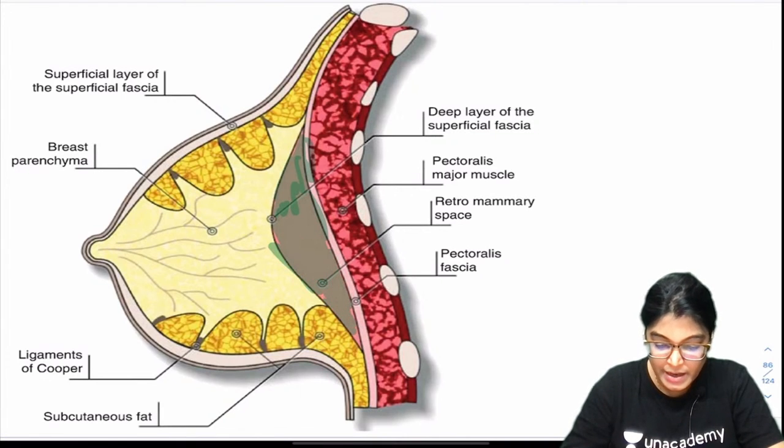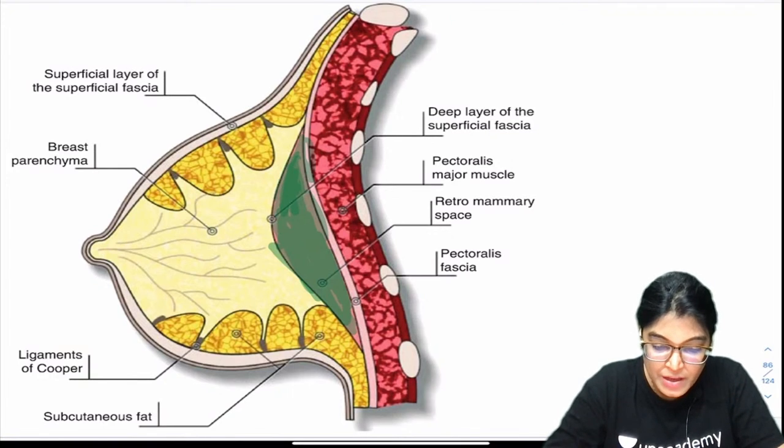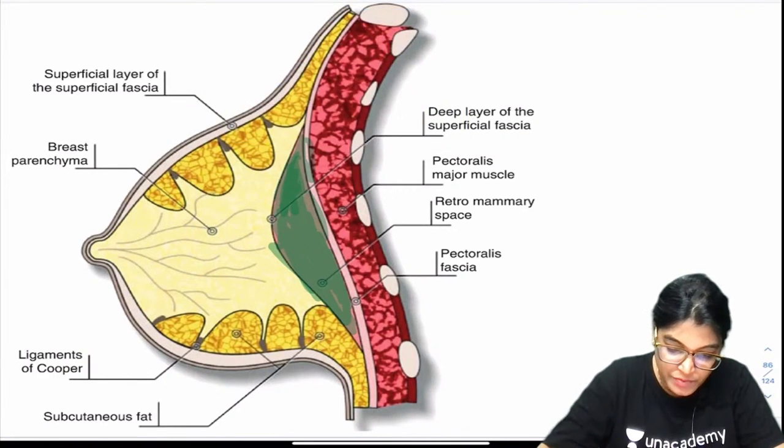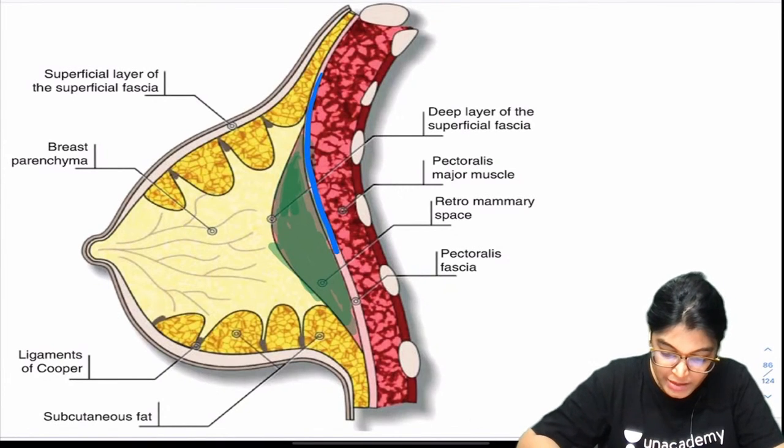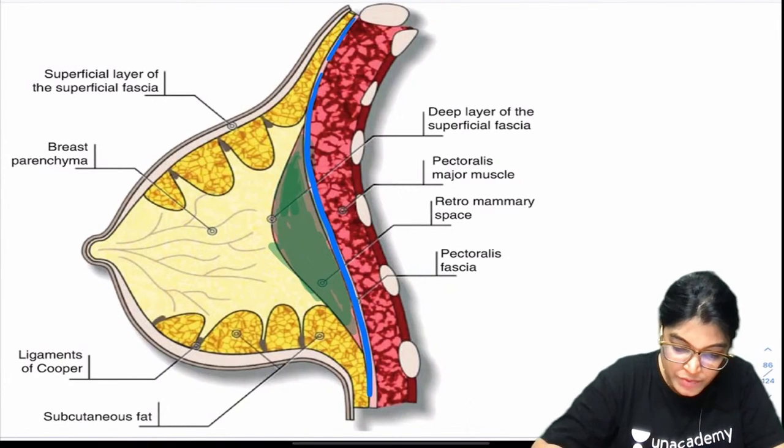Okay, this is the area of the retromammary space, and you can clearly visualize the exact location is between the breast and the pectoralis muscle fascia. So, let me use blue color for the pectoralis muscle fascia. This is the pectoral fascia which you are seeing.